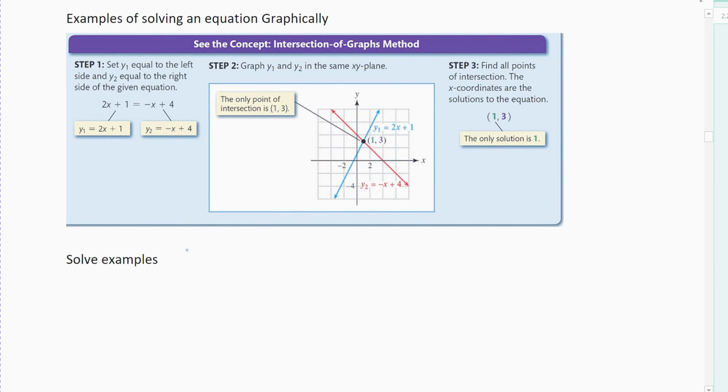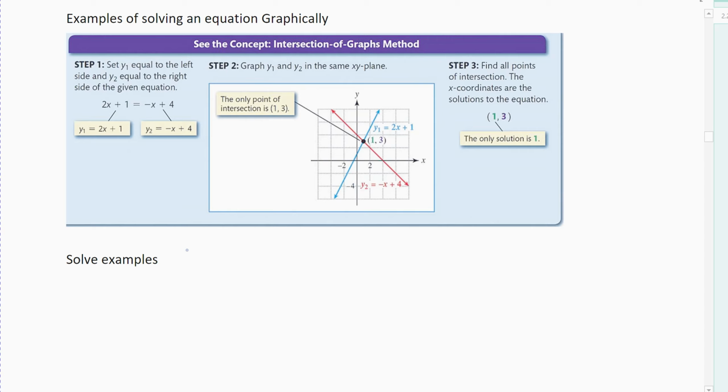Okay, so last time we solved applications by algebraic methods. This time we're going to look at applications where we're going to solve them graphically. All right, so again, we're going to solve these using the graphing calculator, so hopefully you have your graphing calculator with you.